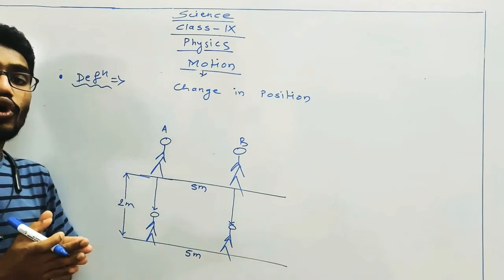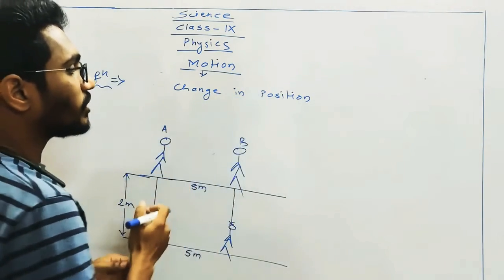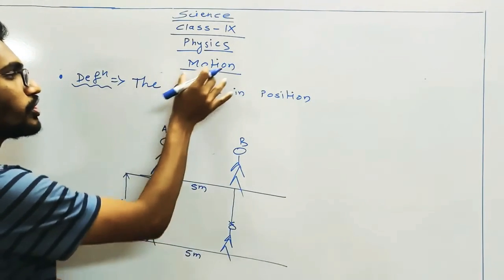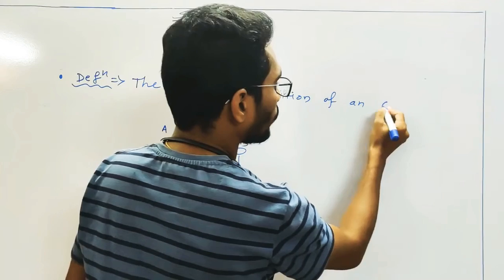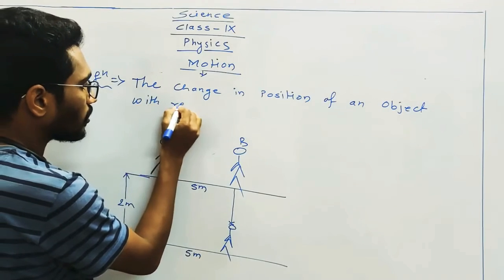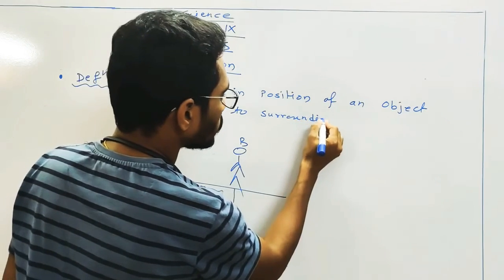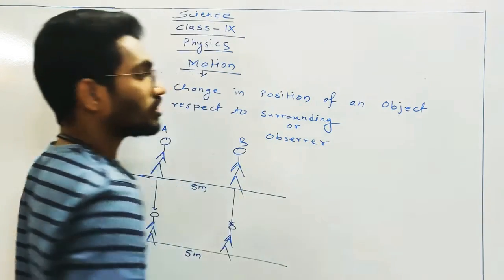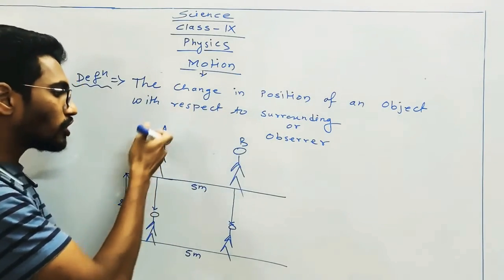So who is going to observe the motion? There is one observer. This is the half definition. The change in position, if you want to describe the motion, the change in position of an object with respect to surrounding, or simply we call it observer. Who is going to observe? A is going to observe the position of B, B is going to observe the position of A.